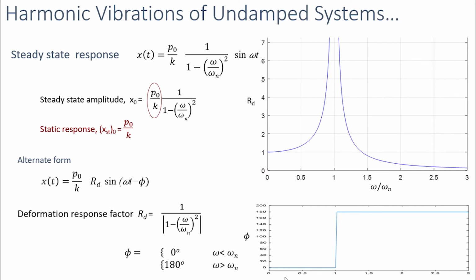And this is the variation of the phase angle phi with respect to the frequency ratio. When the frequency ratio is less than 1, this phase angle is equal to 0. When it is higher than 1, it is equal to 180 degrees, as we have defined here.